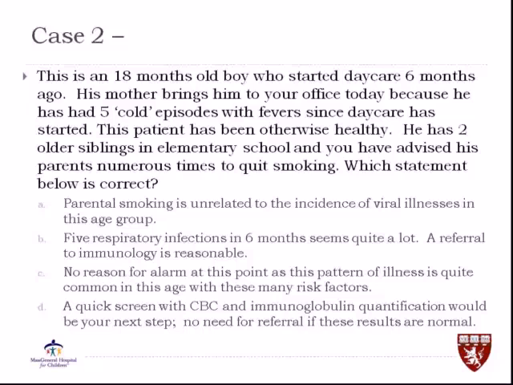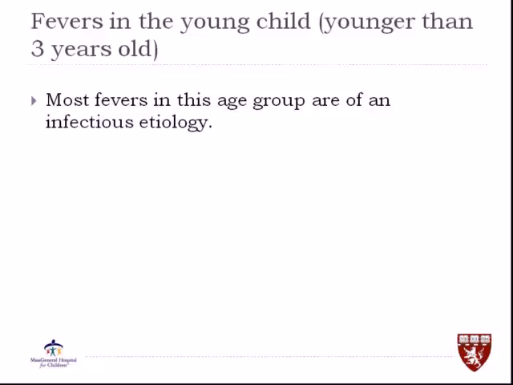A, parental smoking is unrelated to the incidence of viral illnesses in this age group. B, 5 respiratory infections in 6 months seems quite a lot. A referral to immunology, you suspect an immune deficiency and you want to refer this child to an immunologist. C, there's no reason for alarm at this point, as this pattern of illness is quite common for this age with these many risk factors. And then D, you might want to get some blood work. CBC and immunoglobulin quantification profile would be your next step, and you wouldn't refer if these results are normal. So let's walk through the next few slides together, and then after that we're going to try to answer case number 2.